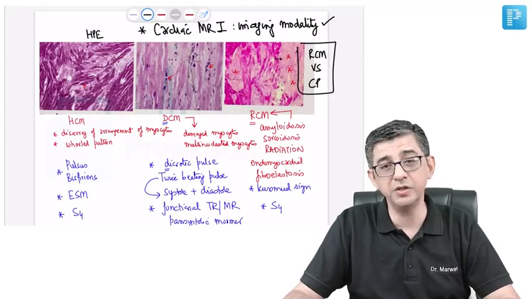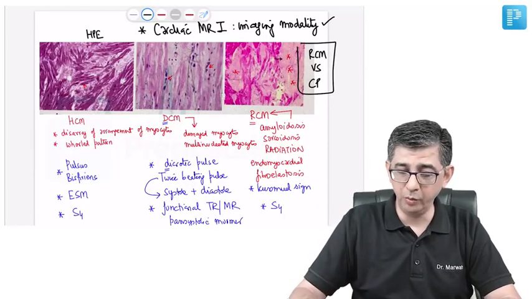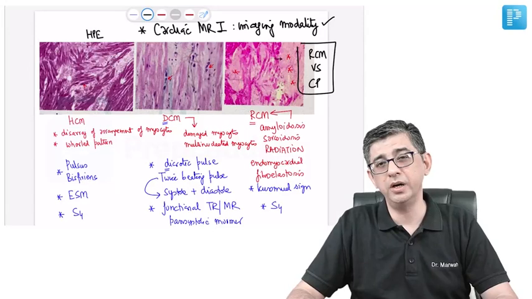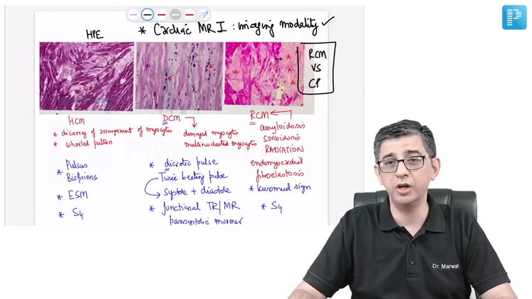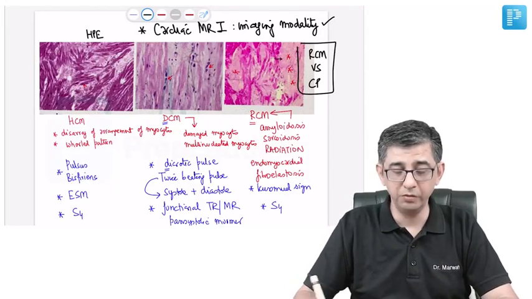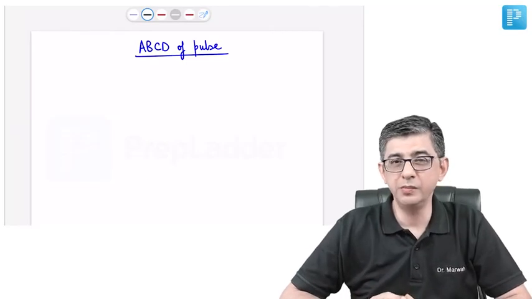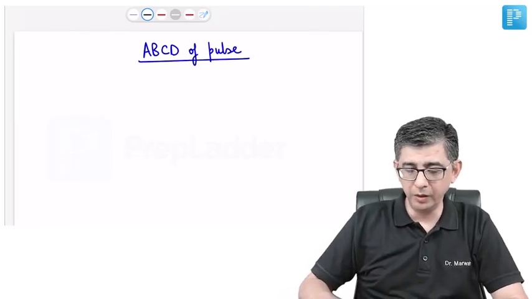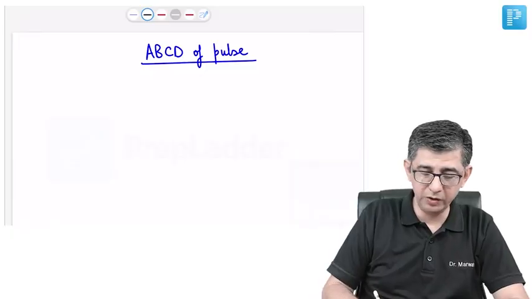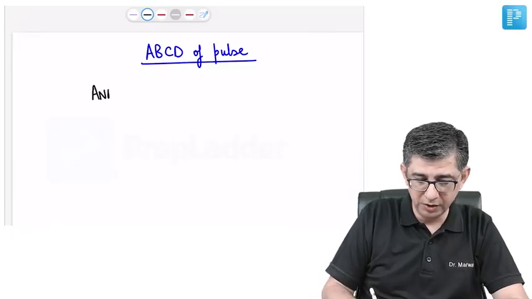So Kussmaul sign will not differentiate. It is the auscultatory finding of pericardial shudder or pericardial knock that was taught to you earlier that would help you differentiate between these conditions. Now this discussion gives me the leverage to talk about the mnemonic, the ABCD of the various varieties of pulse. So let's have a look at the various types of pulse that could be given to you.